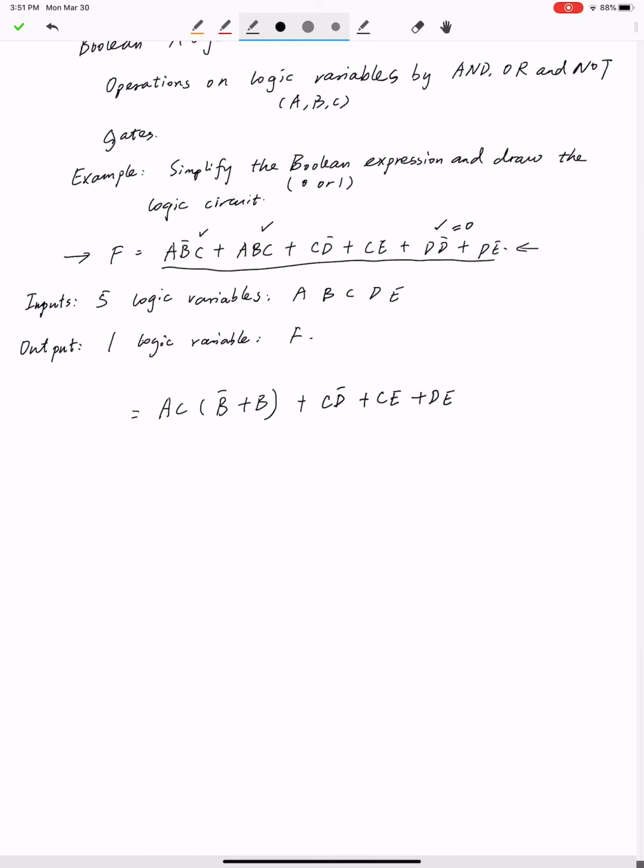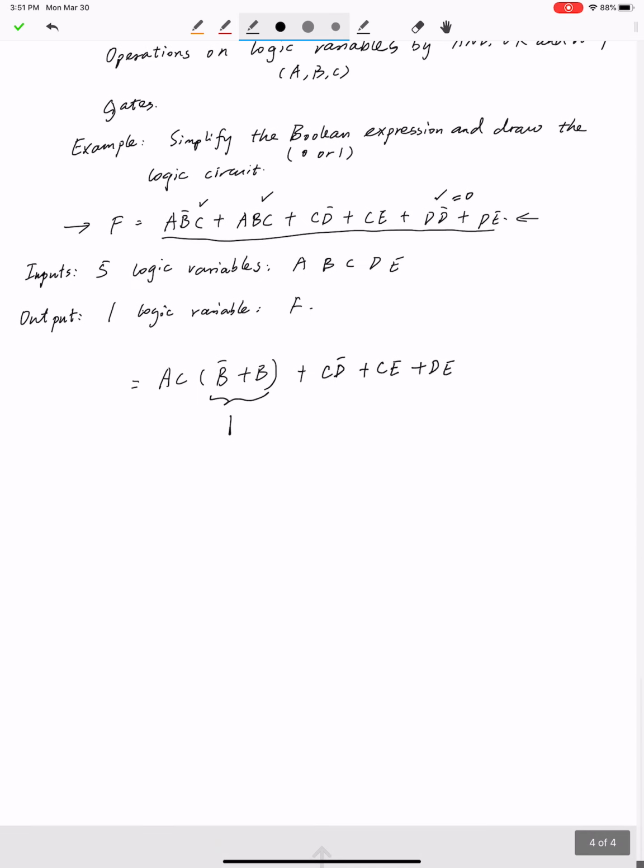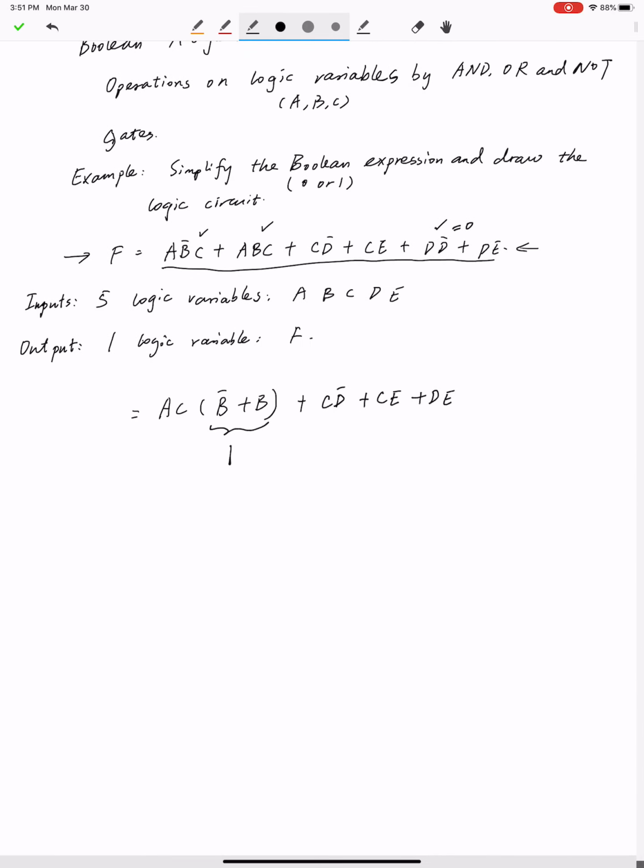What's the value for B plus B bar? B plus B bar is 1, as we mentioned earlier, right? A plus A bar is 1. A plus A bar is equivalent to B plus B bar. Here, a symbol just means a logic variable, right? It could be 0 or 1. So A plus A bar is 1. Then B plus B bar is also 1. C plus C bar is 1. D plus D bar is 1, right? Here, letters or symbols just represent a logic variable. Right, then AC times 1 plus CD bar plus CE plus DE.